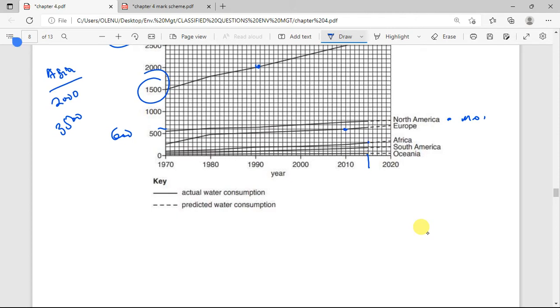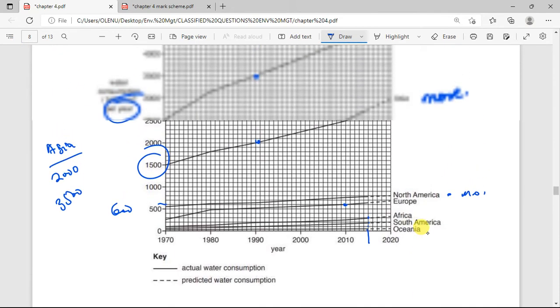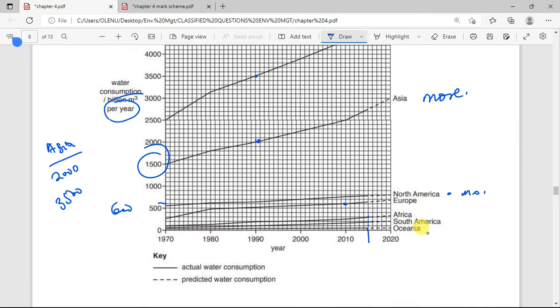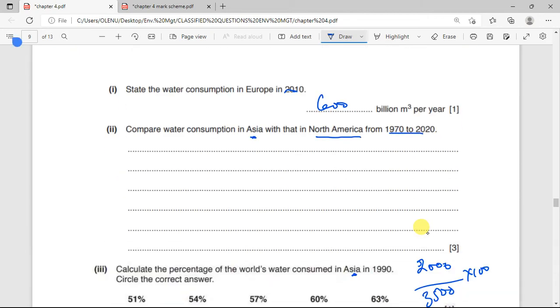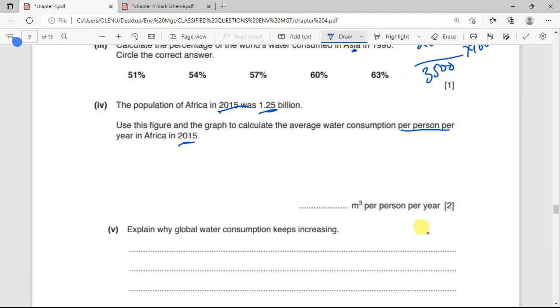So this is 100, 200, 300 billion. So you have 300 billion meter cube. So if it is in 2015 you have 300 billion, so it will be 300 divided by, per person, now it will be 1.25, because all of them are in billions, so billion cancels billion, you divide, you get your answer.